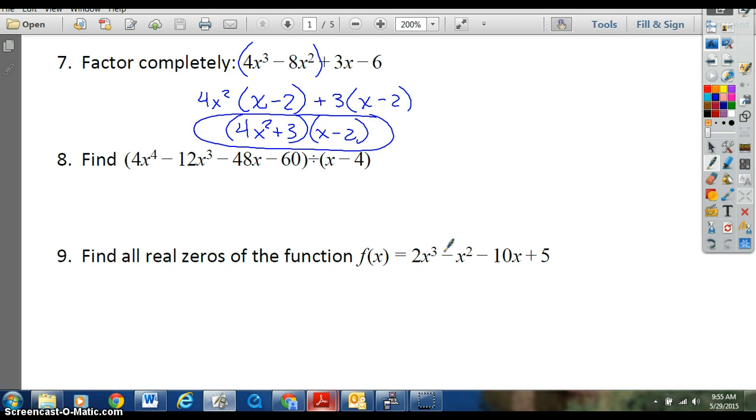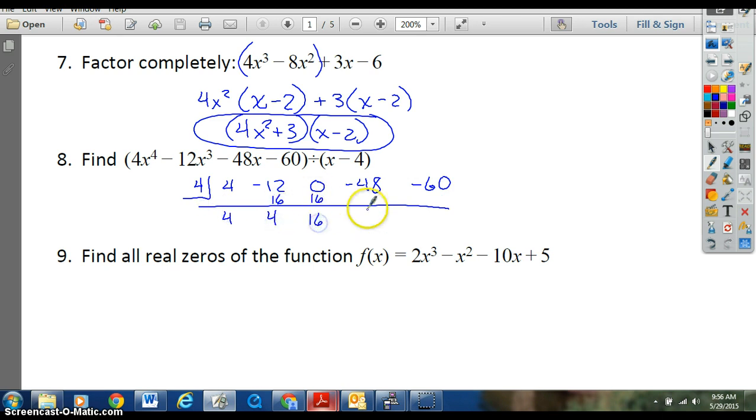And there you go. And number 8, we're going to find what this is divided by x minus 4. I'm going to do this in synthetic division style. There's no x squared, so I put a 0 there. So bring down 4. This is 16, gives me 4. This gives me 16. 16 times 4 is 64, gives me 16. And that would be 40 plus 24, which is 64, so a remainder of 4. So when I write this out, I am going to have 4 over x minus 4 as my remainder.